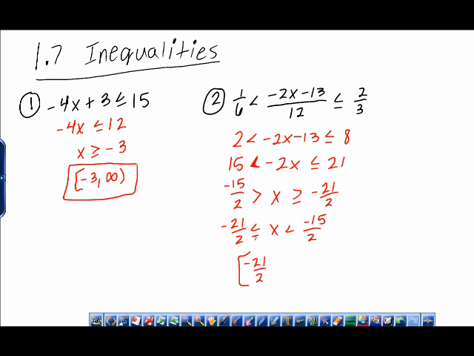Now you need to pay attention to your inequality symbol. It's going to tell you whether to have parentheses or brackets, and we just use the same rules you've used all along. So notice the difference between the bracket and the parenthesis.